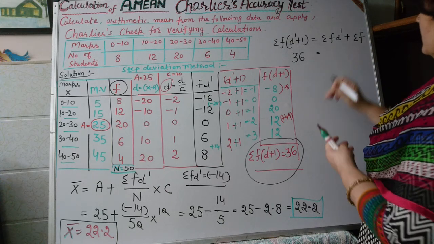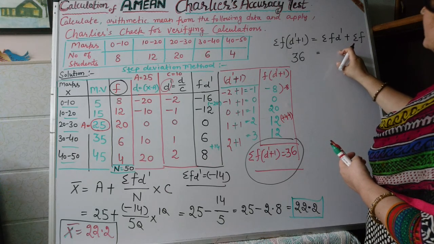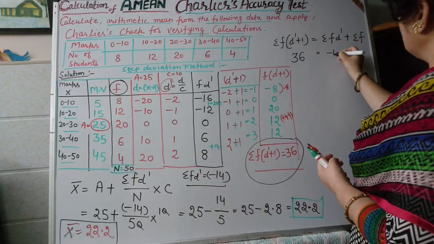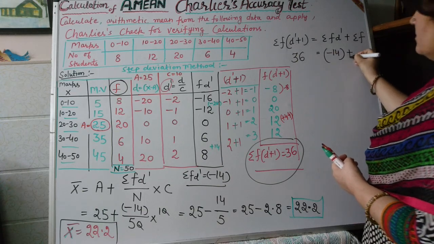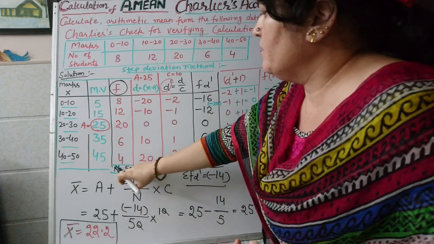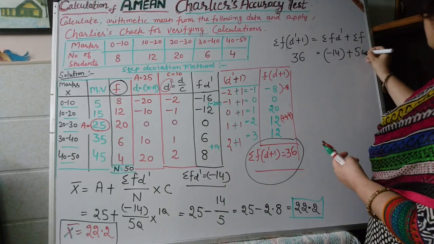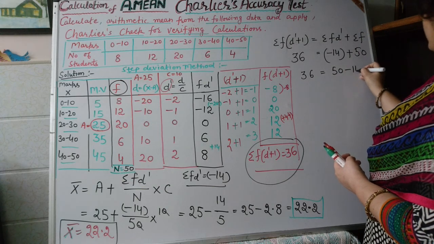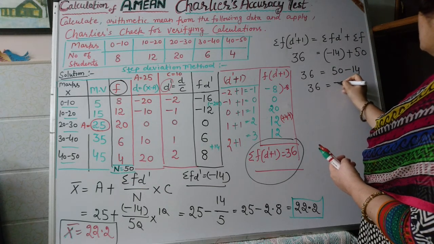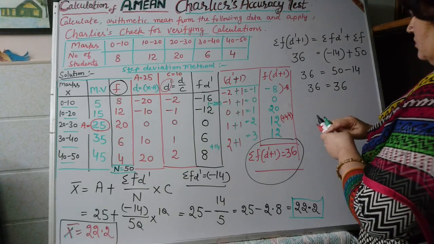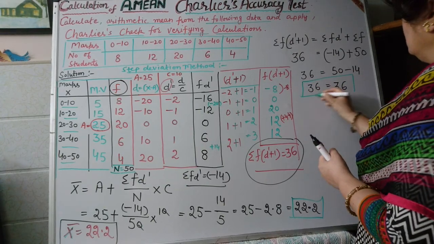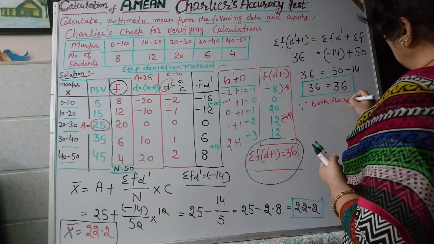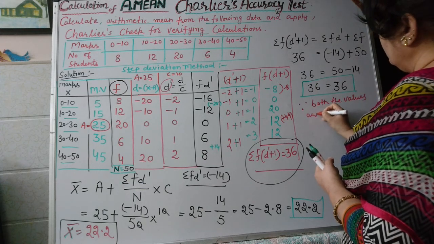And now let us see. Here the values will also be equivalent to 36. Sigma f d dash, which is minus 14, plus the value of sigma f is n, which is 50. So here 36 is equal to 50 minus 14, 36 is equal to 36. So here both the values are equal.